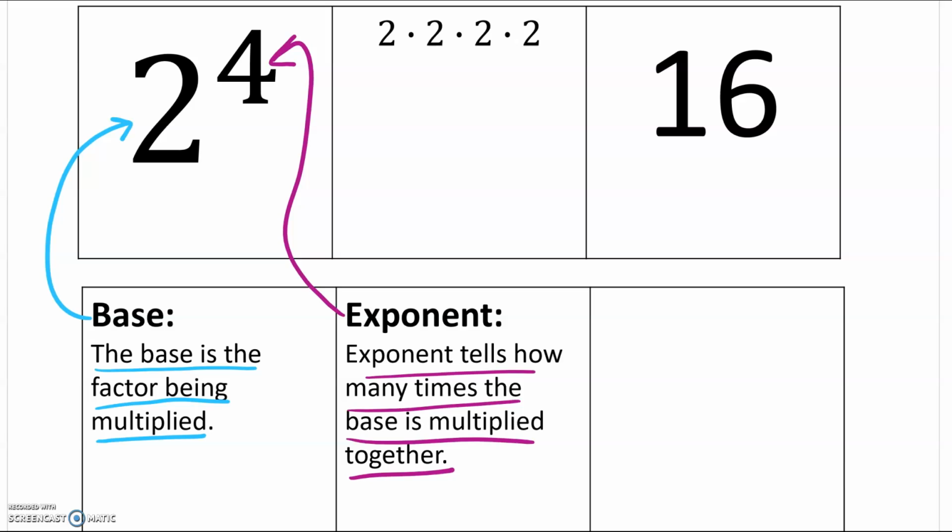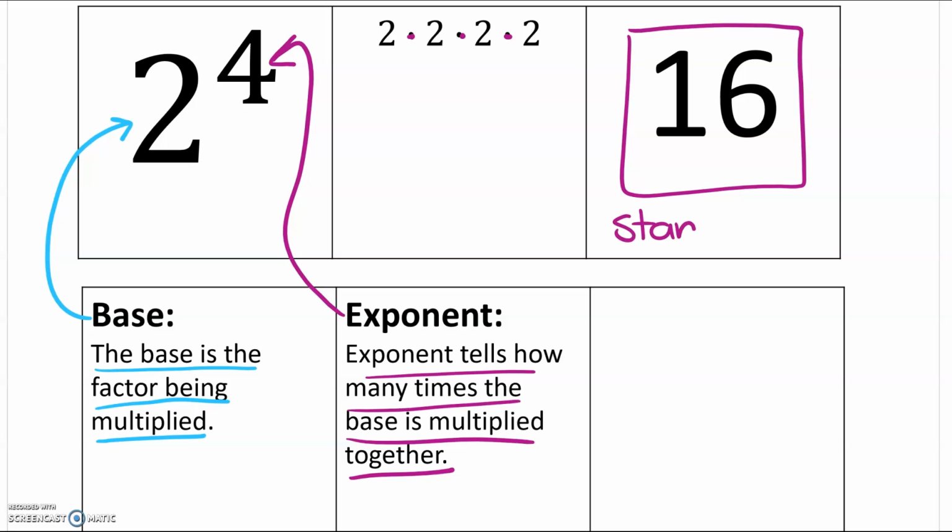So 2 to the fourth power means 2 times 2 times 2 times 2, just like it's written over here. And if we multiplied that out, we put in our calculator 2 times 2 times 2 times 2, we would get an answer of 16. So that's written in standard form. That's just a regular old number, right? Nothing fancy. If we wanted to write it using exponents, 2 to the fourth power is one way to use exponents to write that problem.